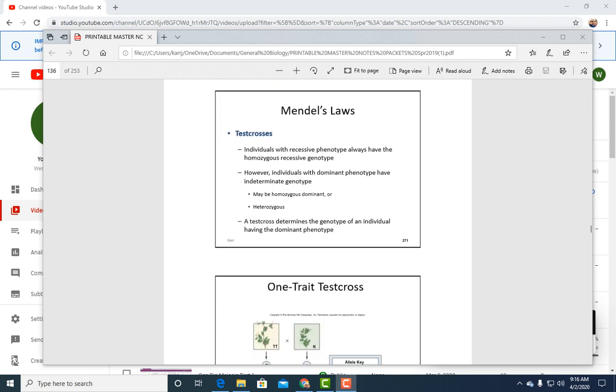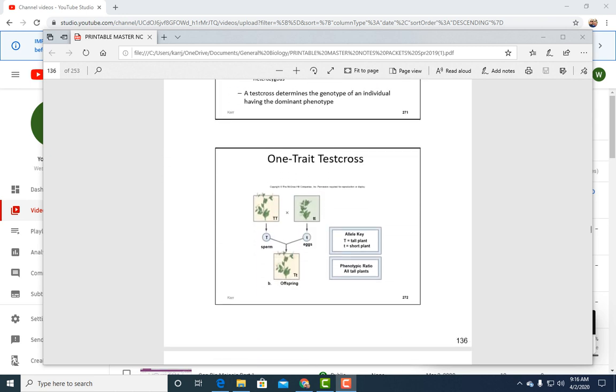So this is an example of a test cross, and this is the individual that we know because it has the recessive phenotype, therefore it has to be little t. We're going to cross it with the individual whose genotype we don't know, and if we get all dominant offspring, then we know that that unknown parent was big T.